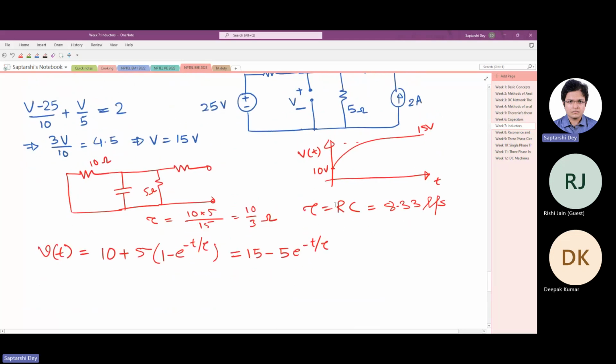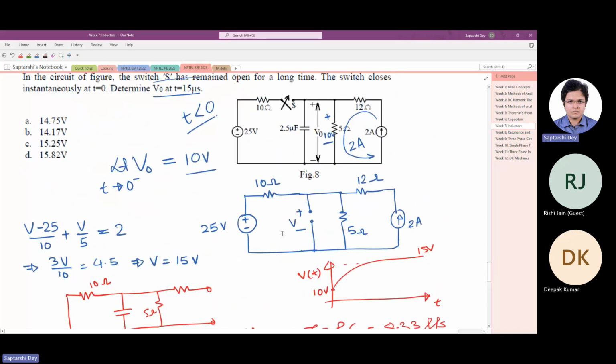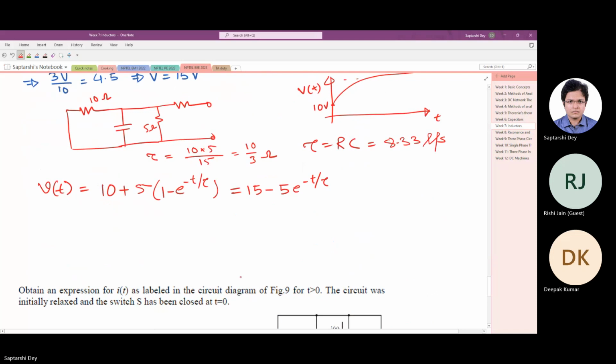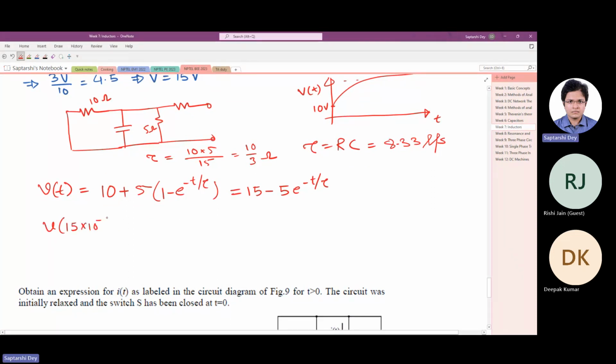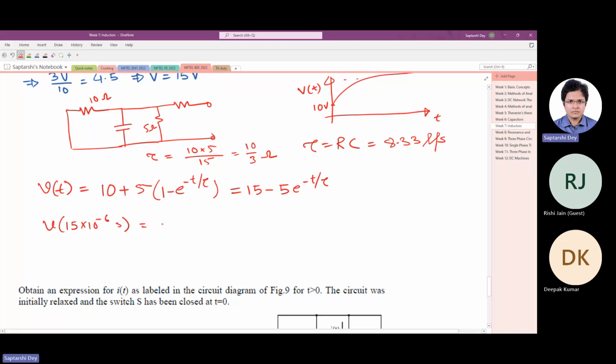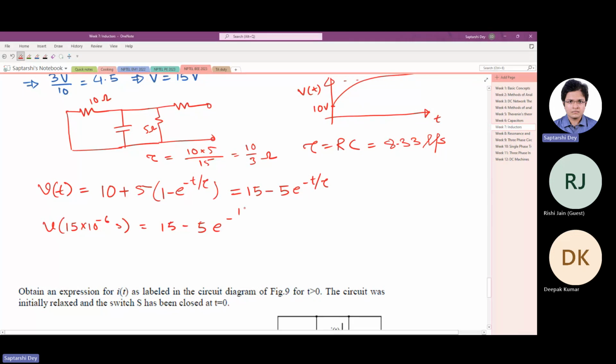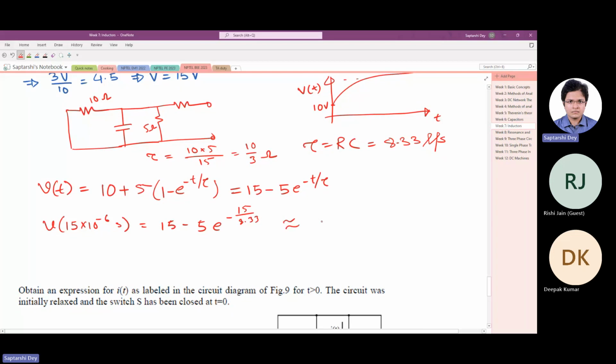So this is the equation of the voltage. That is, the capacitor voltage was initially 10 volt, the switch is closed, the capacitor goes through another transient and reaches 15 volt, and the transient is governed by this equation. Now you have to find the capacitor voltage at t equals 15 microsecond. So V at 15 microsecond is 15 minus 5 times e to the power minus 15 by 8.33 microsecond, whatever you find, that will be the answer. It will be around 14.17 volt.